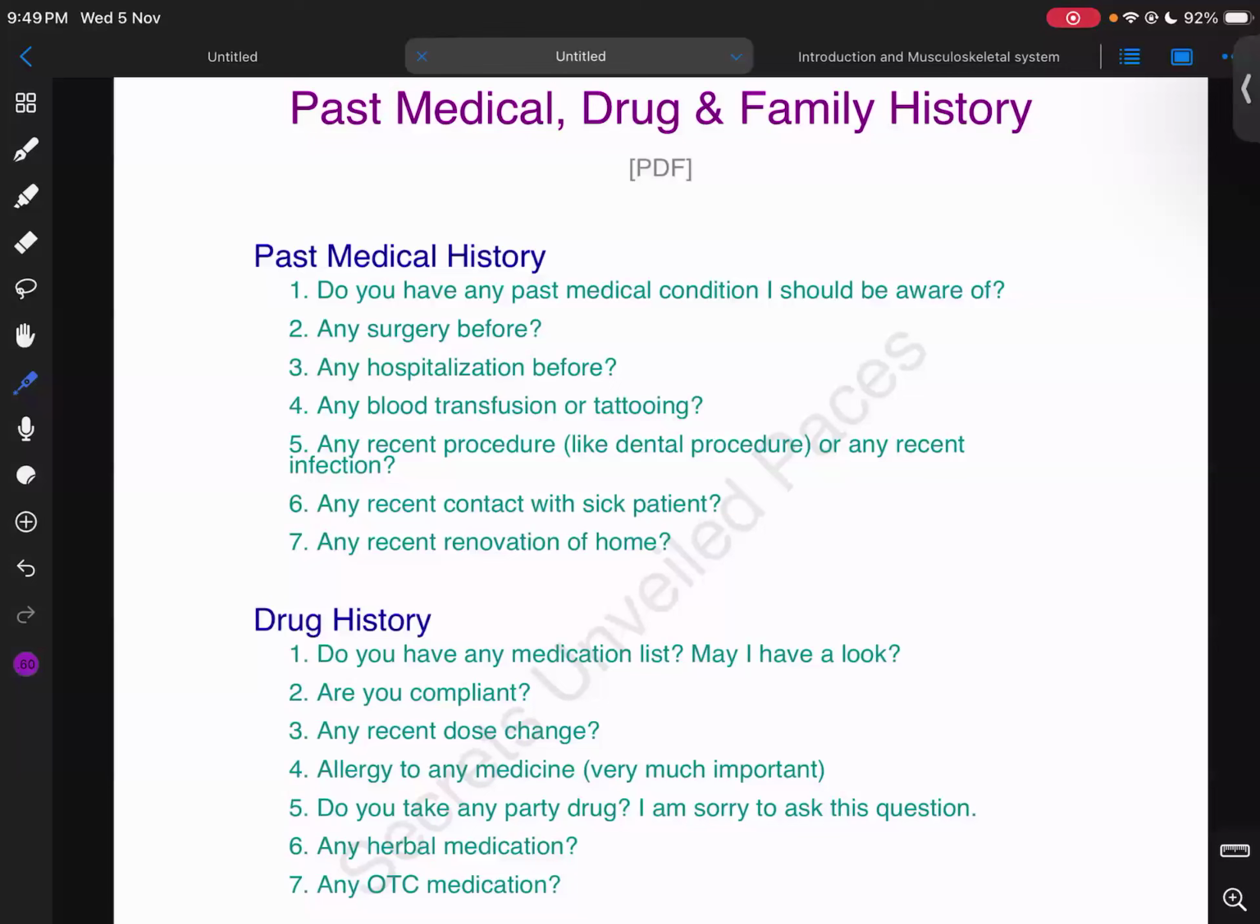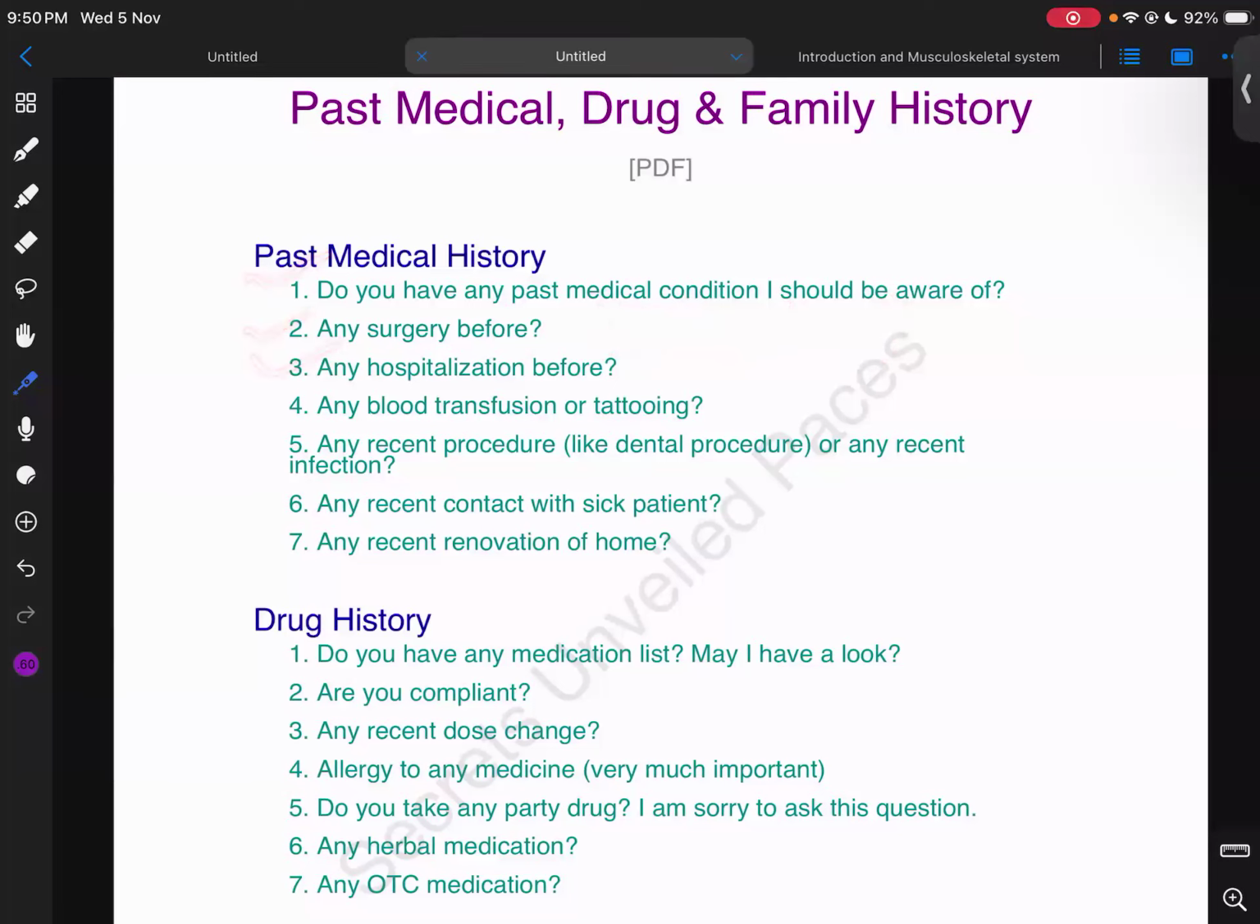I got a case of headache. So I asked the surrogate, do you have any past medical condition I should be aware of? He denied. Then I asked him, any surgery before? After that, he replied that yes, I had a traumatic road accident. After that, I had a surgery at my tummy. That was a case of splenectomy. So you have to ask specifically each of the 7 questions.